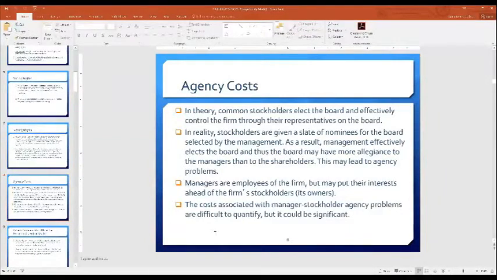Okay, so it's more on the issue between the manager, syempre the one who is managing the organization, against the owner. So normally the owners, they are the stockholders. Alright? So kumbaga may mga alyansa tayo.